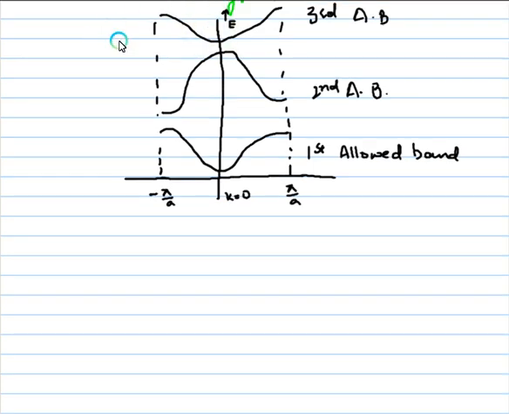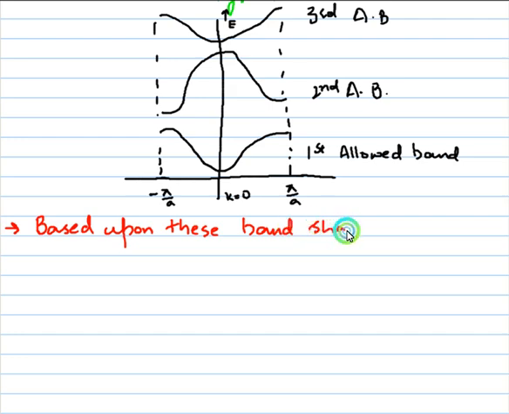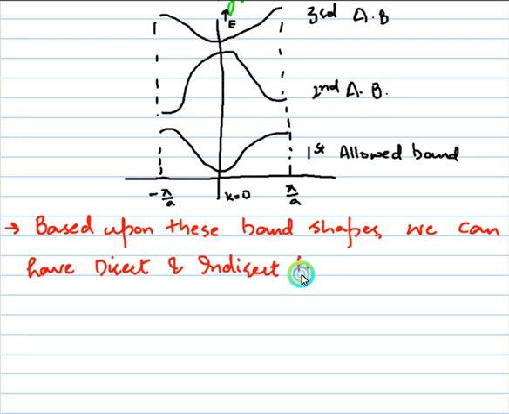Now see, based upon these band shapes, we can have direct and indirect band gap semiconductors. Okay, now you'll ask me how.